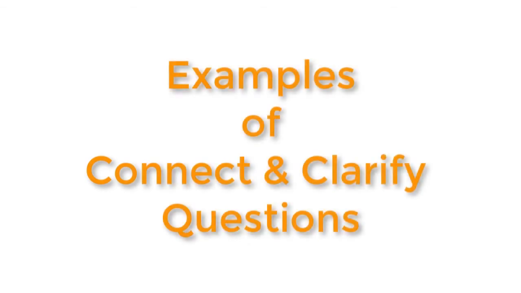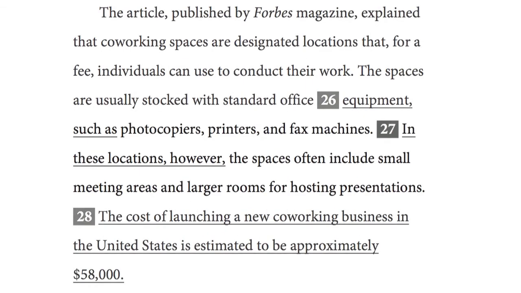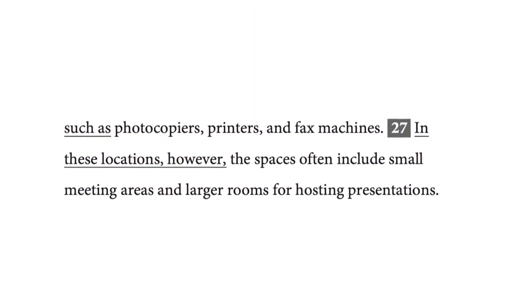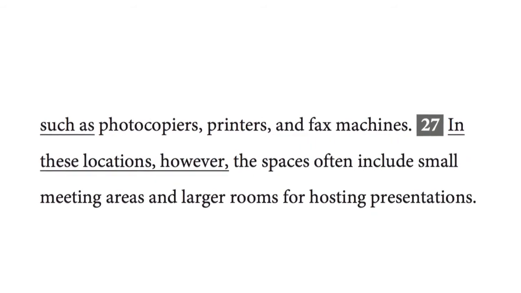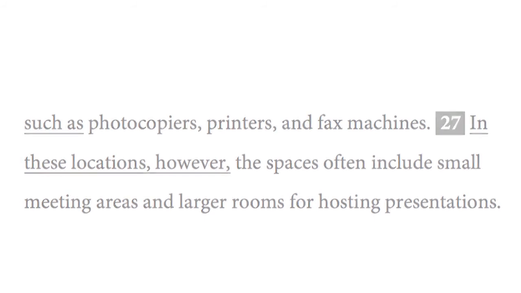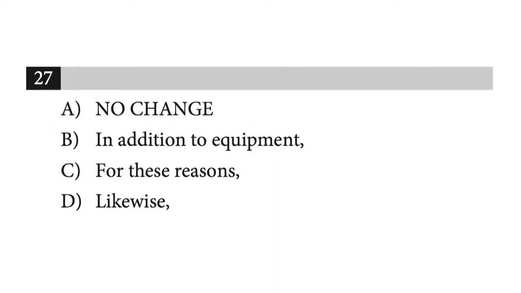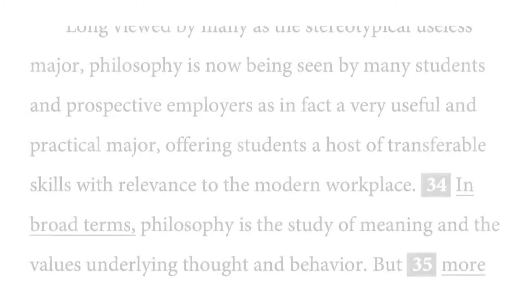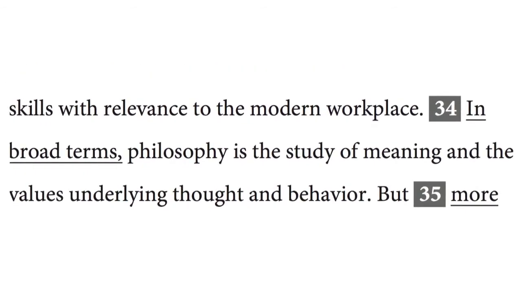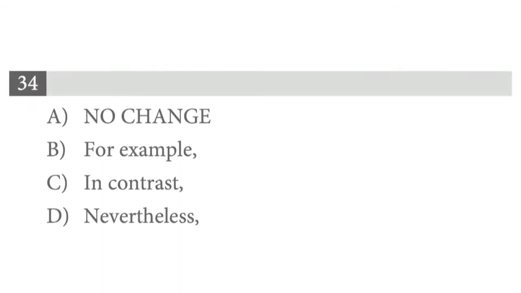Here are a few other connect and clarify questions from the SAT to give you a feel for what these questions look like. Here, the connect and clarify question is number 27. And you can tell this from the underlined word and the given options, which as you can see are however, in addition, and likewise. Here, with question 34, the connect and clarify words and phrases are, for example, in contrast, and nevertheless.